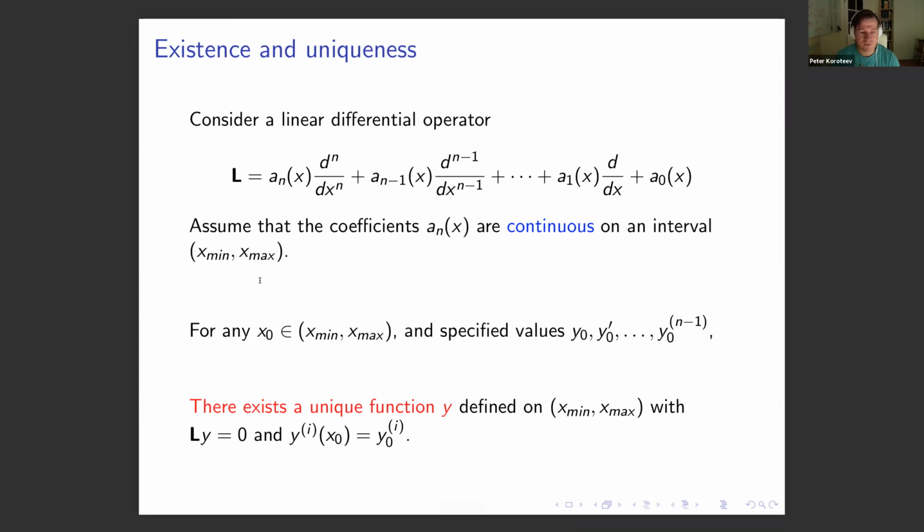the action of L on y is equal to 0, and those initial conditions are satisfied, right? So that the ith derivative evaluated at x0 is equal to the corresponding coefficient, y_i sub 0.